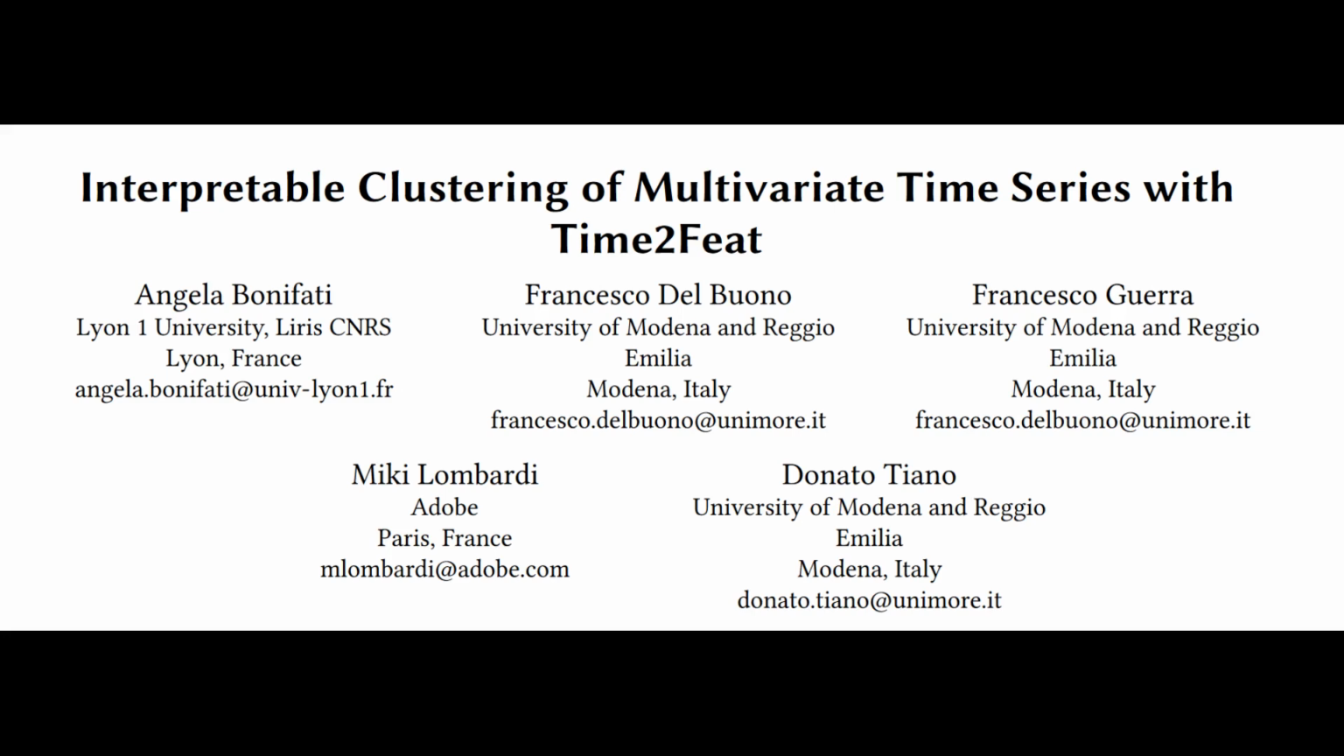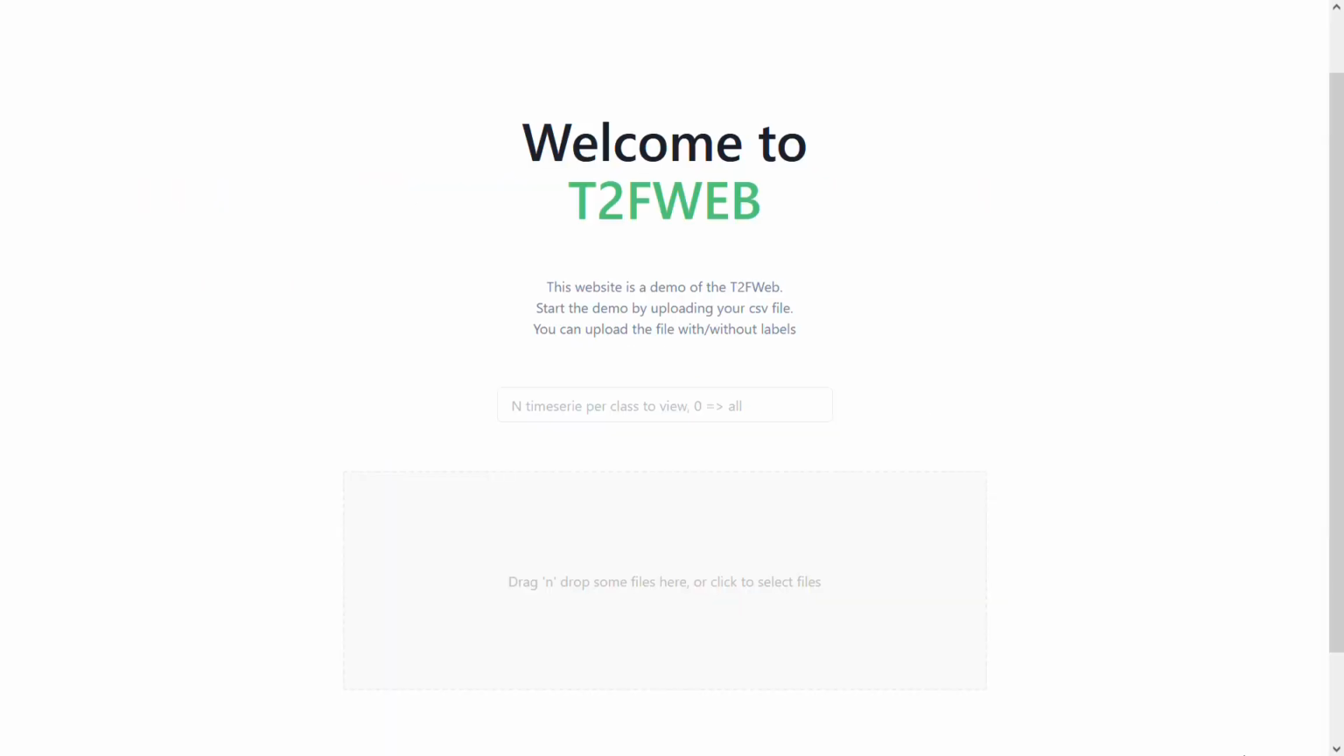Time2Fit is a multivariate time series clustering tool that works in two different modes: a completely unsupervised mode and a semi-supervised mode. This is the homepage of Time2Fit. On this page we can drop the file with the datasets, and in the case of a semi-supervised dataset, we can also decide how many time series we want to watch for each of the classes provided in input.